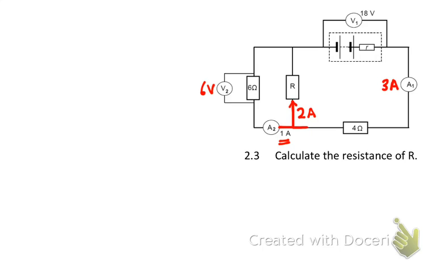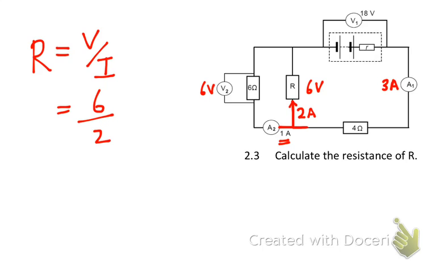We also know that the voltage over the 6 ohm resistor is 6 volts. We calculated that in 2.1. And because they're in parallel, the voltage over R must also be 6 volts. So that gives us enough information now. We can apply Ohm's law to resistor R. V is 6, the current is 2, so 6 over 2 gives us 3 ohms.